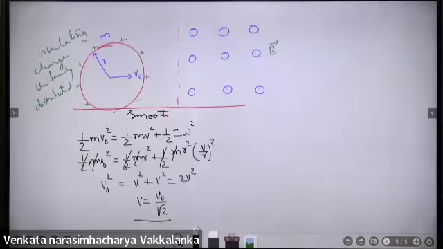So can you check the chat? You wrote V naught by 2 BR 1 minus root 2 whole by root 2. No.